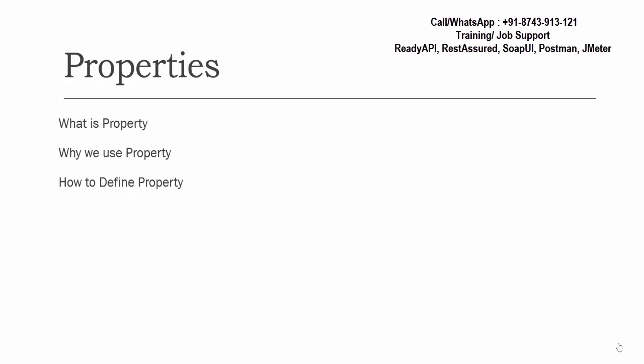In the same way, here in Ready API, we have properties. In a property, we can store some data and use it wherever required. Okay, let me show you how we can define a property and how we can use it.